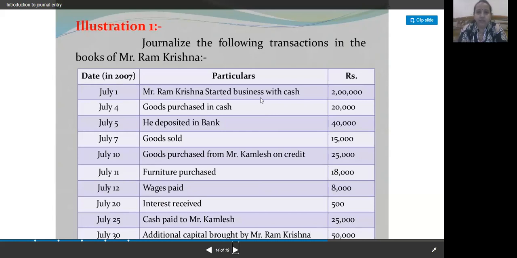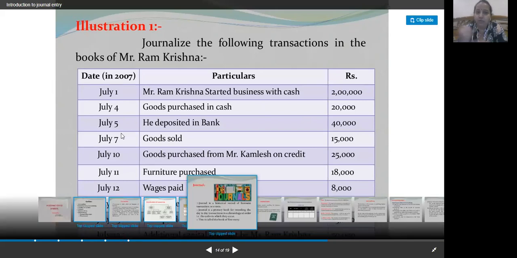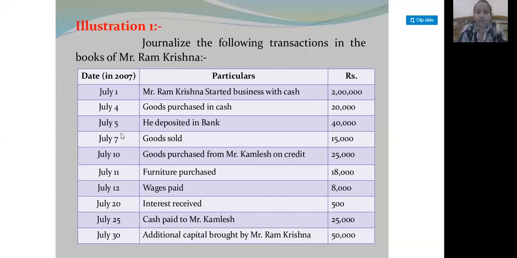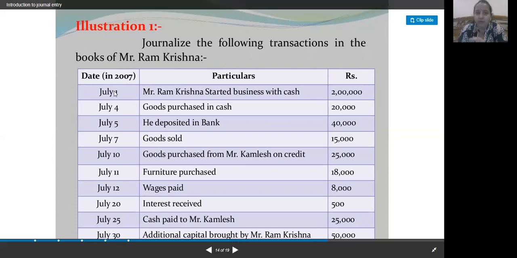Just see this: journalize the following transactions in the books of Mr. Ram Krishna. These are all transactions, the events that happen in your business from July 1 to July 30. You have to write, and we are very clear about it, that the event that happened on July 1 I will journalize first, then July 4. It is not that after writing July 1 I write July 11, then again July 4, then July 5. It is not like that. Whatever is written, you will be writing chronologically.